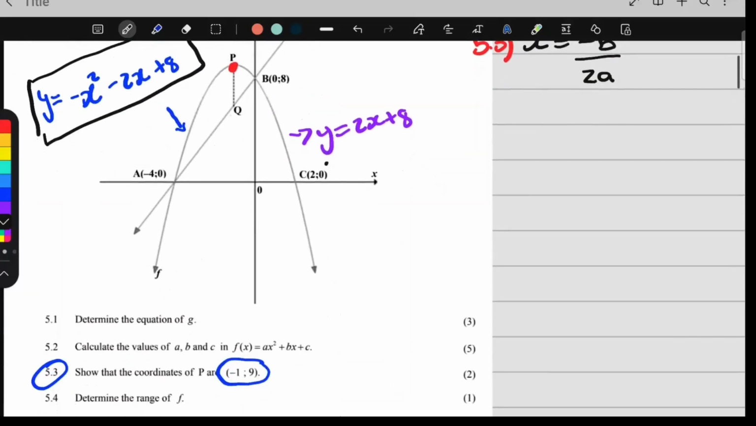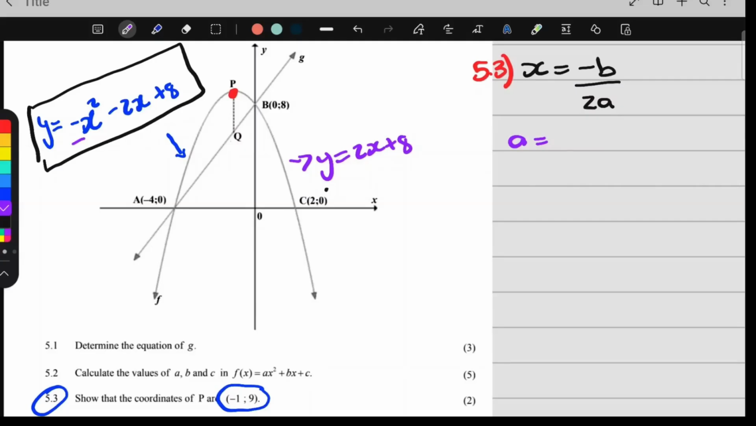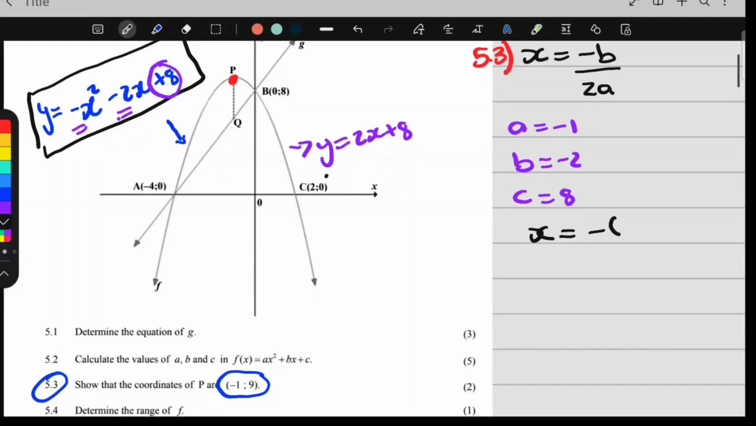So let's just write a, b, and c down again quickly. So a is negative 1. B is the number in front of x, so that number is negative 2. And c is the number without x, positive 8. So I'm going to use that and work out my turning point. x is equal to minus, my b is negative 2, over 2 and a is negative 1. Put that in your calculator and you get negative 1. So you've proved that the x value is negative 1.